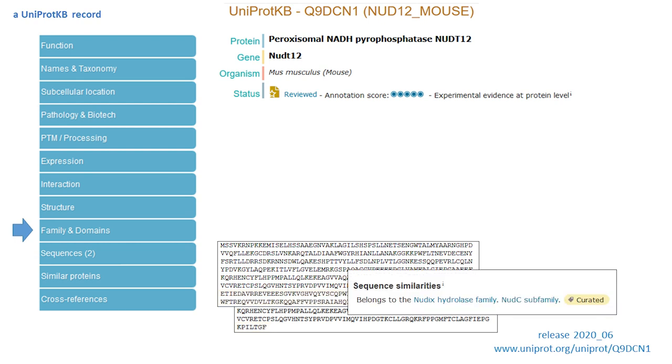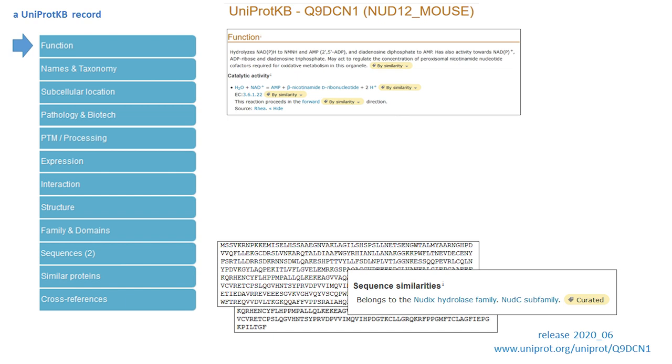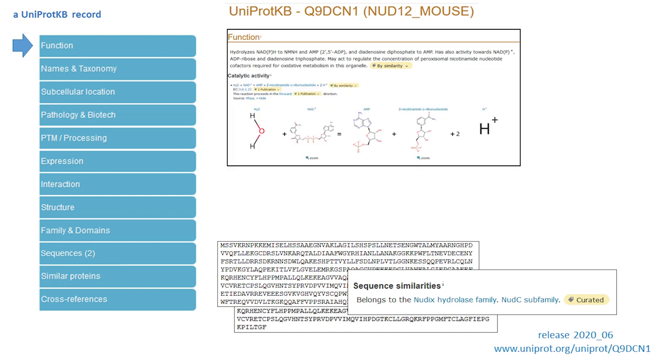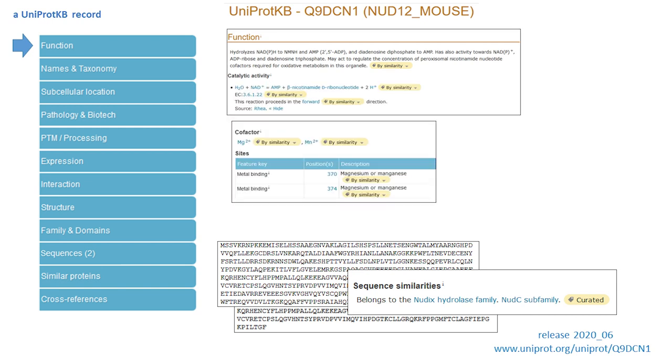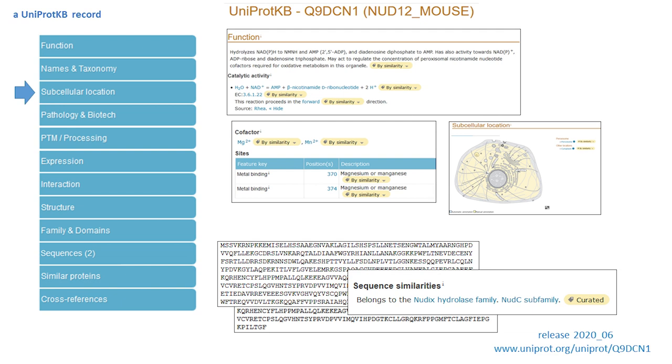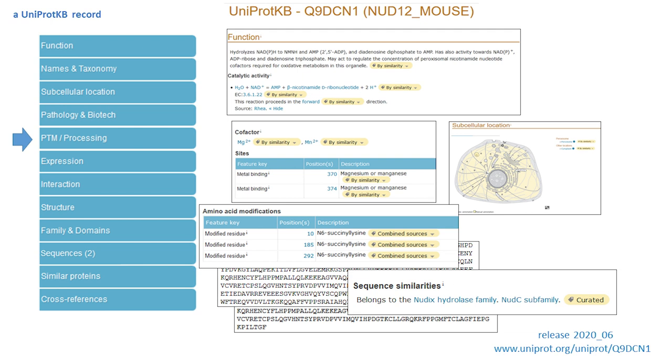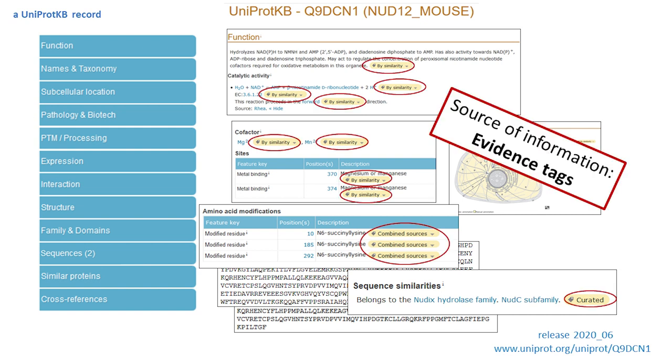An entry can also contain information on the family the protein belongs to, on the biological function, and if the protein is an enzyme, on the catalytic activity, on the different cofactors required for the enzyme's activity, on the subcellular location of the protein, and many other aspects that describe the protein, such as post-translational modifications or proteolytic cleavage, involvement in disease, etc. The source of the information is provided whenever possible via evidence tags.